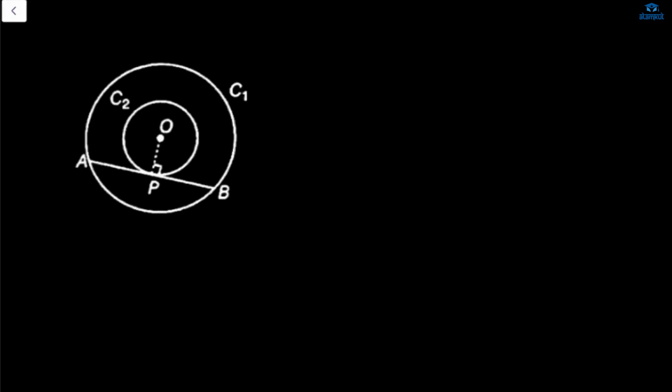Okay, now let's see. Given is C1, C2. Now, how can we prove that AP is equal to PB? Any idea? We have to prove it by constructing and proving congruent triangles. You mean I should join AO and OB? Yes, ma'am. Then we can prove that they both are congruent.